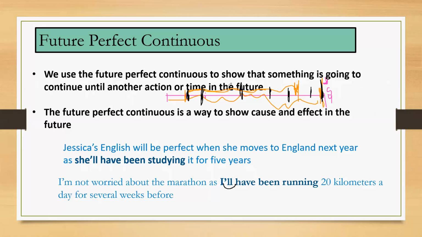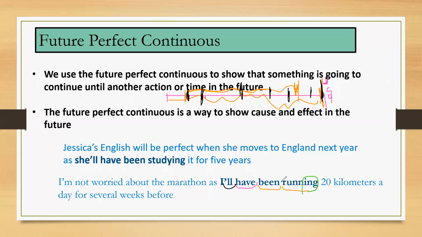Let me change the color. The have, the auxiliary have, and the verb be, okay, I'm sorry, the verb being, okay, in past participle, plus the main verb, let me change the color, the main verb in ing, right?